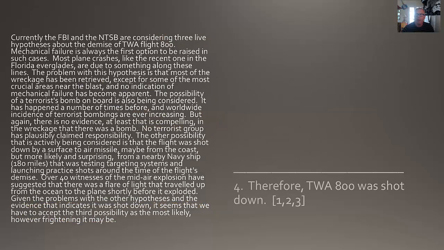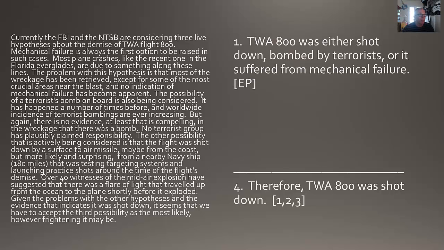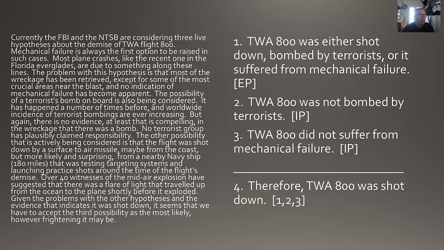So there's the original passage, and here's the argument. Therefore, TWA 800 was shot down. What are my premises? One, TWA 800 was either shot down, bombed by terrorists, or it suffered from mechanical failure. Those are the three options that this author is explicitly considering. Two, TWA 800 was not bombed by terrorists, and I'm going to take that as an implicit premise. It's something we can draw out from that passage there in the middle. Three, TWA 800 did not suffer from mechanical failure, therefore it was shot down.